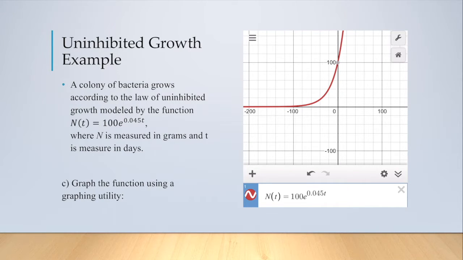So let's graph this function. I went ahead and graphed this in Desmos. As we can see, this is uninhibited growth. At 0 days, we had 100 grams, and it continues to grow exponentially because it is an exponential function.